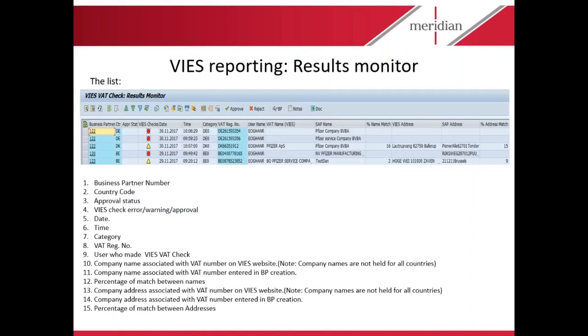This is how the results monitor works, and there's a number of headings in the next two slides that will show us exactly the information that's passed back. Some of the things we can see here, like of course your business partner number, and that creates a direct link to the business partner in your system where you can drill down and look at the information related to that business partner. You've got the date and time of when the check was done. You also have the VAT registration number that was used. You can see what user created the check. And then most importantly, the results from the VIES website.